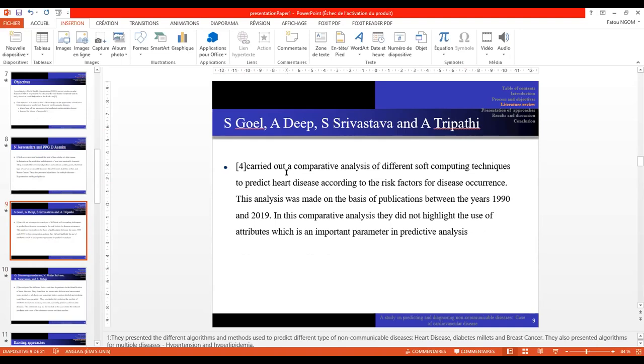This analysis was made on the basis of publications between 1990 and 2019. In this comparative analysis, they did not make much use of attributes, which are important parameters in predictive analysis.